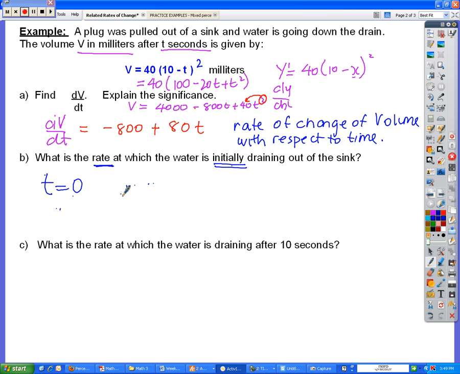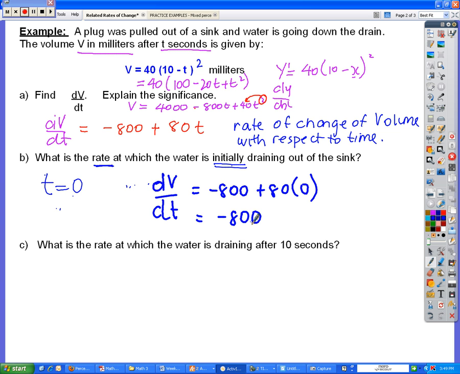Pen problems. Goodness me. Let's make it a little bit thicker, see if that'll help. Alright, dV/dt, when we put t as 0, we've got negative 800 plus 80 times 0, and we've got negative 800.